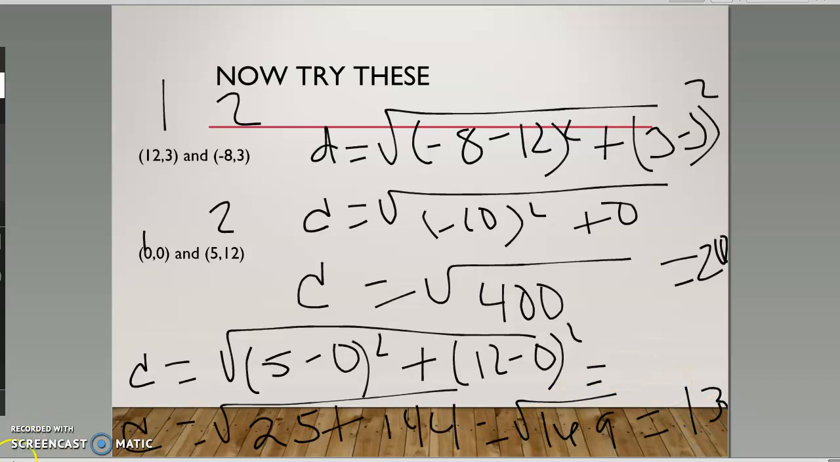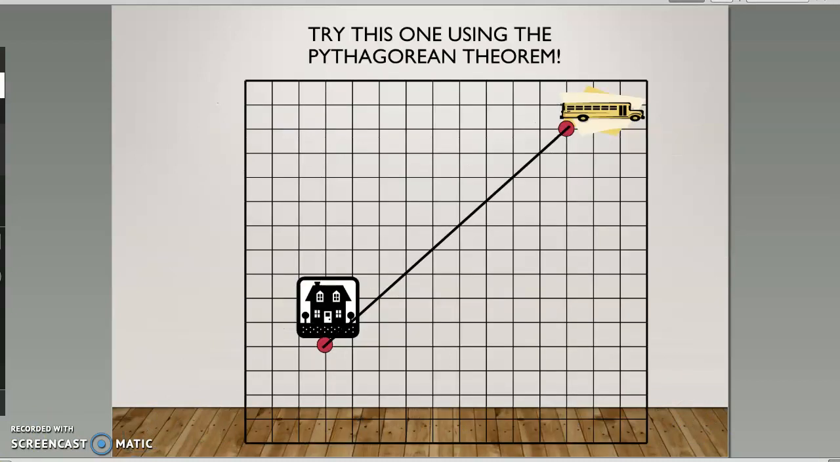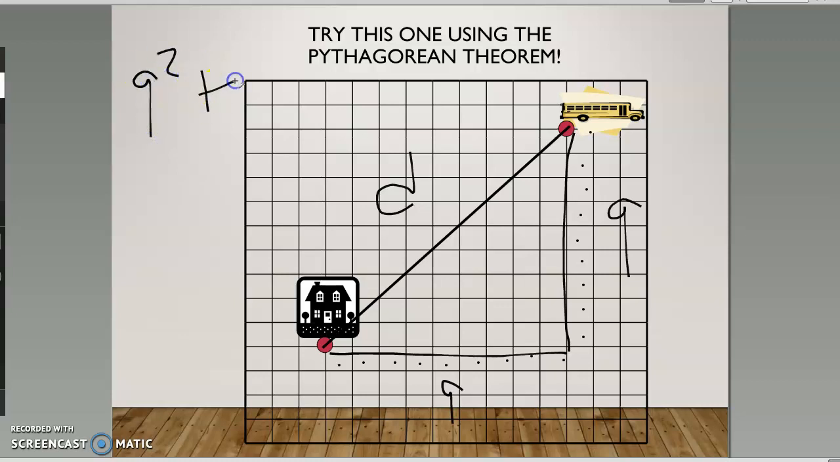Okay, another one with our graph. Here I have my graph, and this time it's going in the opposite direction. I'm just going to go ahead and draw my line. 1, 2, 3, 4, 5, 6, 7, 8, 9. And this is 1, 2, 3, 4, 5, 6, 7, 8, 9. Again, I don't have to know the coordinate points. I just want to find the distance. So that's going to be leg squared plus leg squared equals, we'll call it D instead of C this time. I hope that's not too confusing. So we have 9 squared plus 9 squared equals D squared.